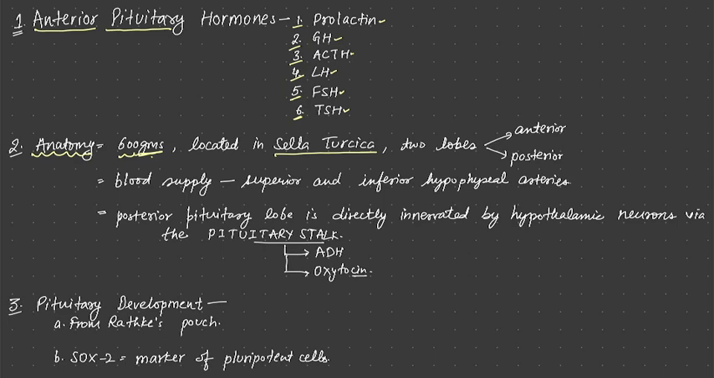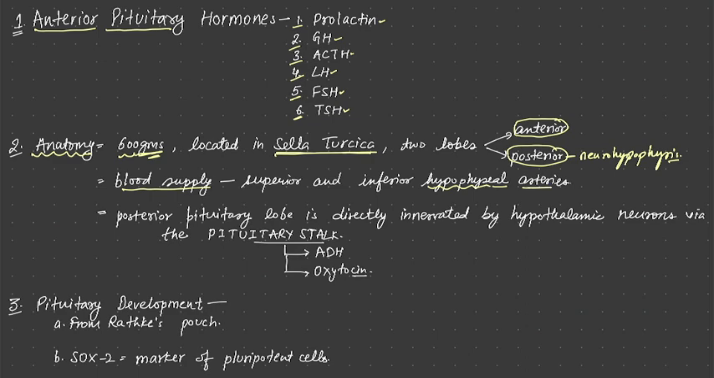Anatomy: 600 grams, located in the sella turcica, which is a bony location in the anterior cranial fossa, which lies in close vicinity to the cavernous sinuses. Two lobes of the pituitary gland, anterior and posterior. Posterior is also called neurohypophysis. Blood supply: superior and inferior hypophyseal arteries.